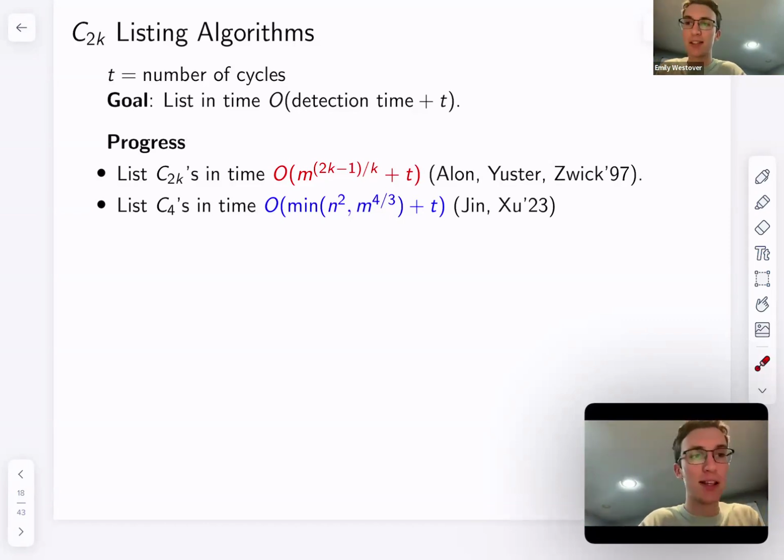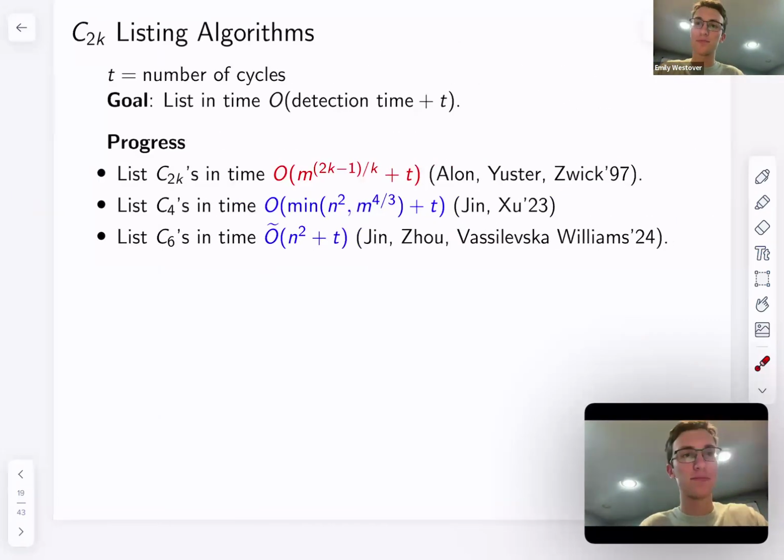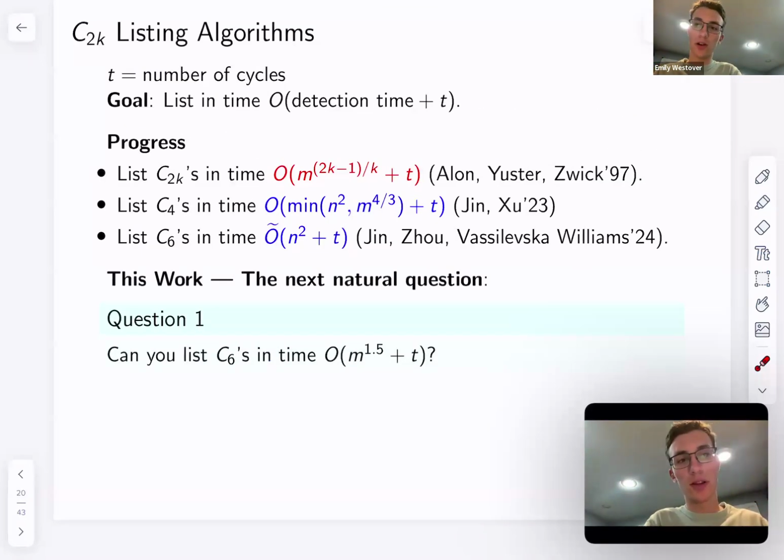So to beat this, you would need to have a better detection algorithm. And then Renfei and Virginia gave this nice algorithm for listing C6s in the dense regime. But that's pretty much it. That's what we know so far. So you could think of larger values of K, or even the sparse regime for C6s: we don't know how to do detection in time m^1.5 plus T, and we definitely also don't have any kind of reason to believe that you can't do this. So that's what we looked into in our work.